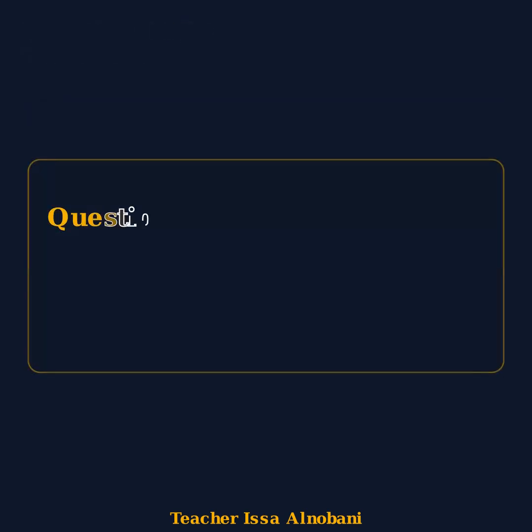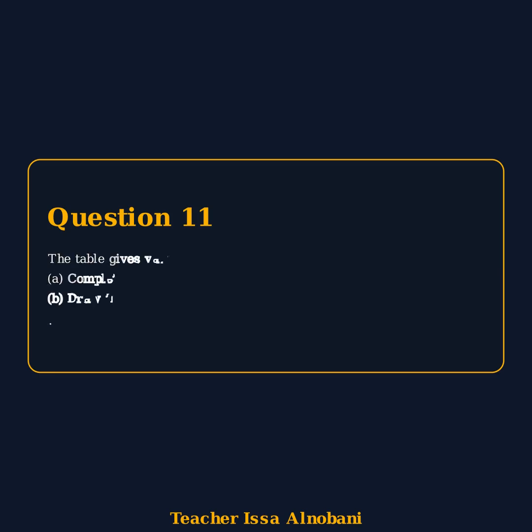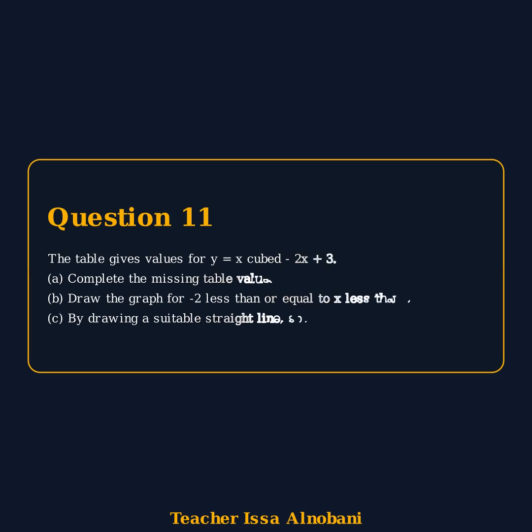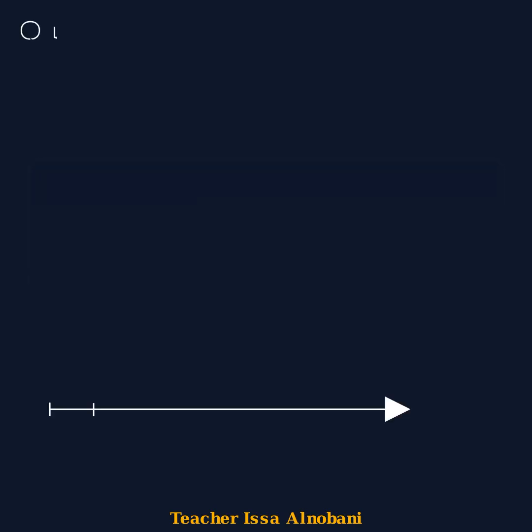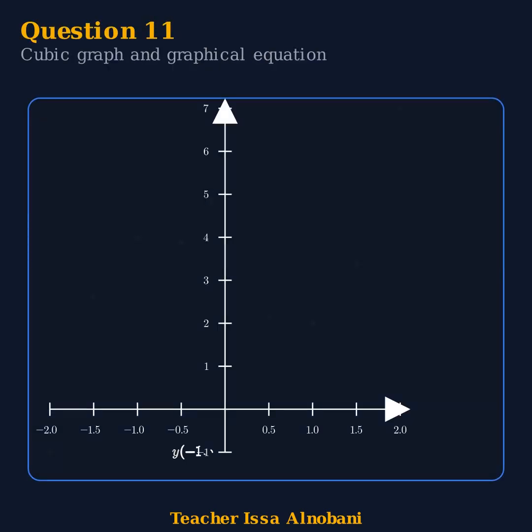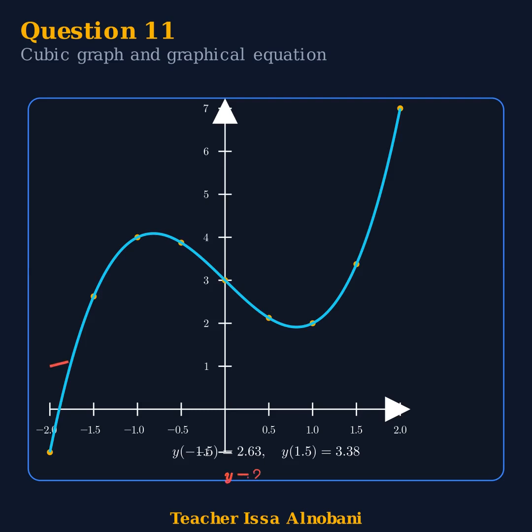Question 11. The table gives values for y = x cubed minus 2x plus 3. Complete the table, draw the graph from -2 to 2, and by drawing a suitable straight line, solve x cubed minus 2.5x plus 1 equals 0. Substitution gives the missing table values 2.63 and 3.38. Plot all 9 points and join them with a smooth curve. To solve the new equation graphically, draw y = 2 + 0.5x. The intersections are approximately -1.8, 0.45, and 1.3.